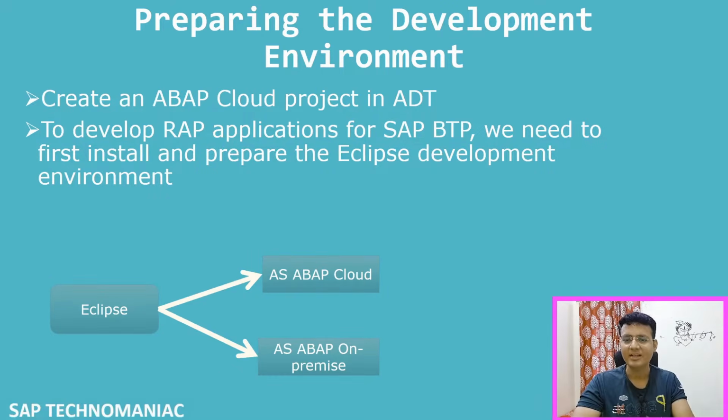As I told you, Eclipse can be connected to your on-premise system or to the application server ABAP cloud. For the on-premise system, you can watch that video. You should have already installed the GUI, and you can link that GUI. You have to add your system in the GUI, then it will automatically come to Eclipse and you can start there.